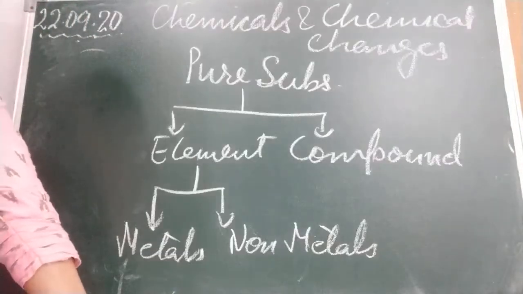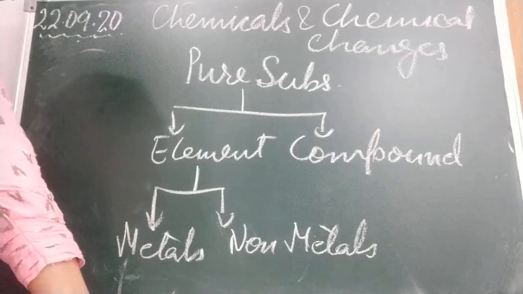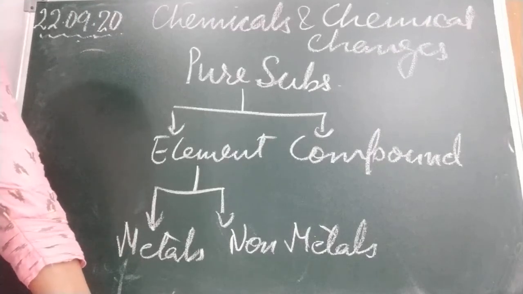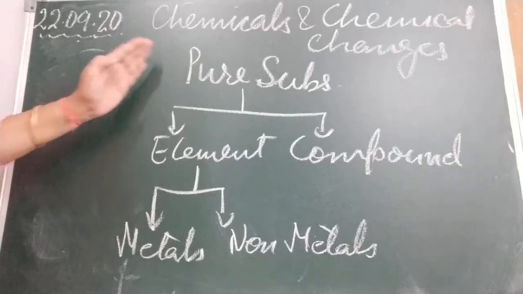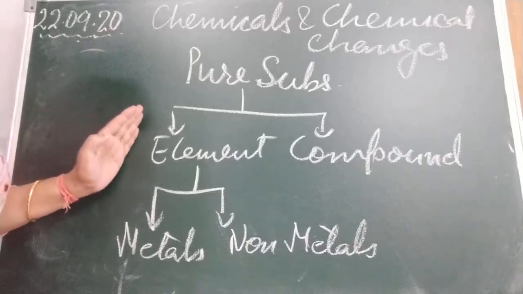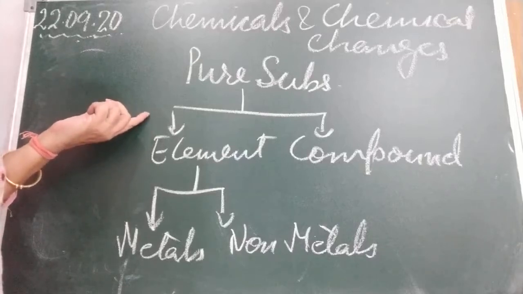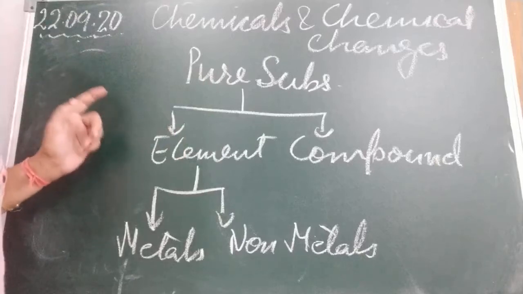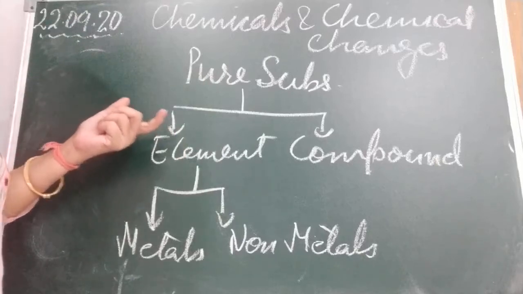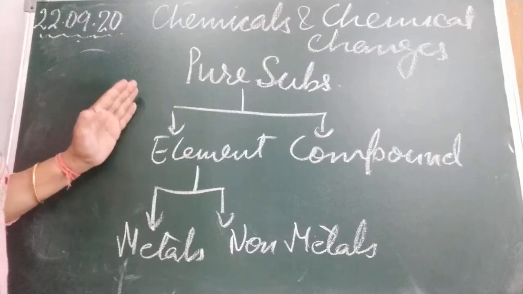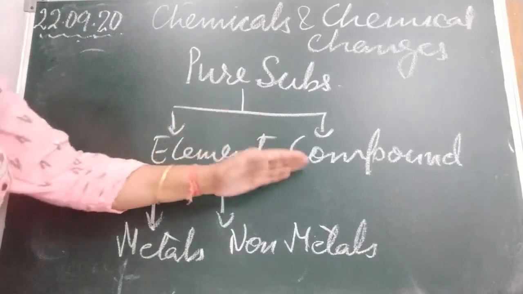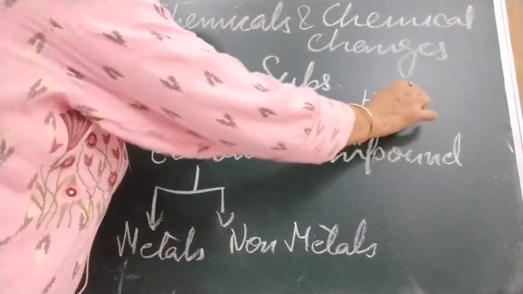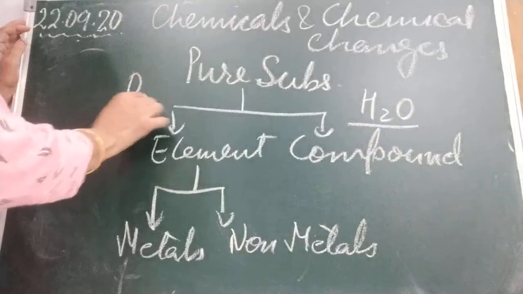Okay, children, now we are going to discuss chemicals and chemical changes. We know all substances are made of chemicals. We have taken pure substances. Pure substances may be made of an element. Like we take the example of oxygen gas, all atoms of oxygen are the same. So this pure substance is made of the element oxygen. Here for a compound, we are taking water. All the molecules of water are the same. What are the elements in the water compound?